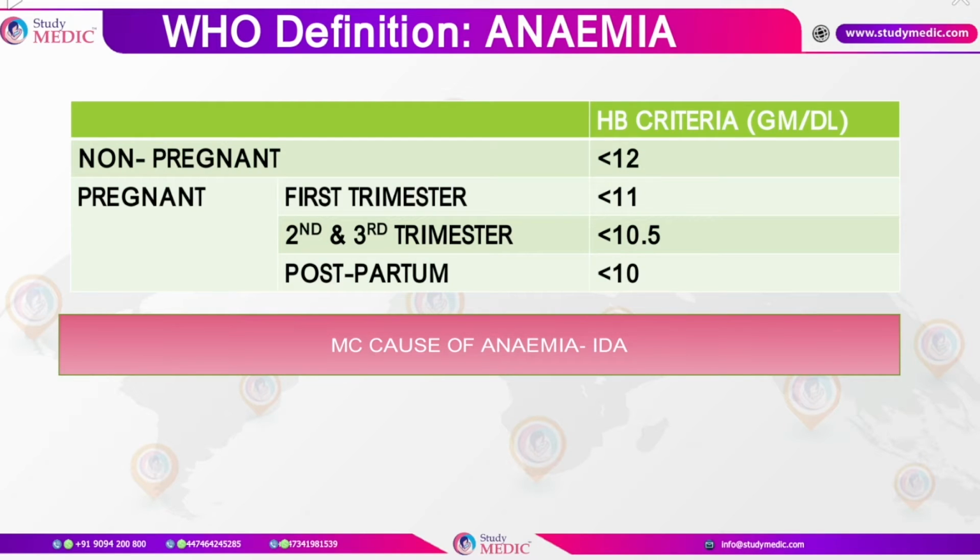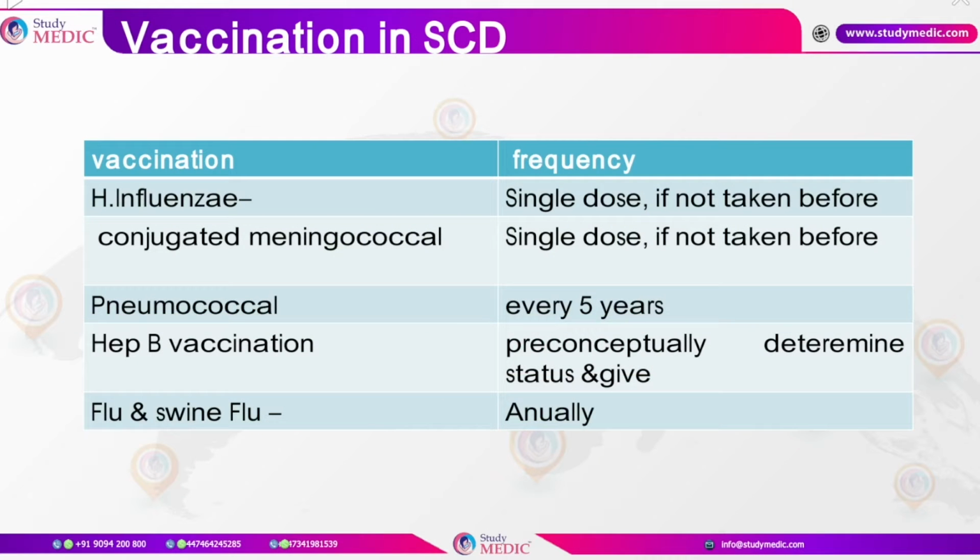We know it is one of the common conditions that we face in the antenatal period. So what is the definition of anemia as per the WHO? In a non-pregnant patient, if the hemoglobin concentration is less than 12 gram per dl, or in a pregnant patient in the first trimester if it is less than 11, in the second and third trimester if it is less than 10.5, and in postpartum if it is less than 10, that will be considered a case of anemia, that is hemoglobin deficiency. The most common cause of anemia is iron deficiency anemia.